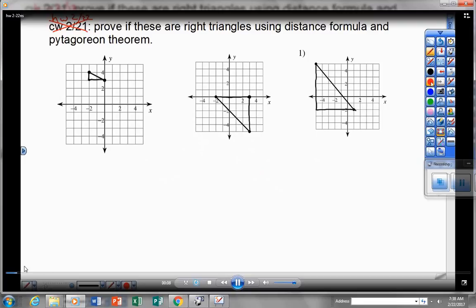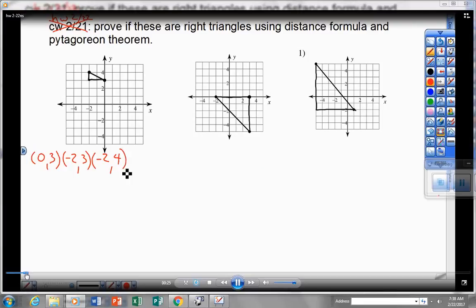I am going to call that triangle 0, 3, negative 2, 3, and negative 2, 4. Those make up the 3 vertices of that triangle. So A is 0, 3, B is negative 2, 3, and C is negative 2, 4. I need to find all 3 lengths. I'm going to do AB first.